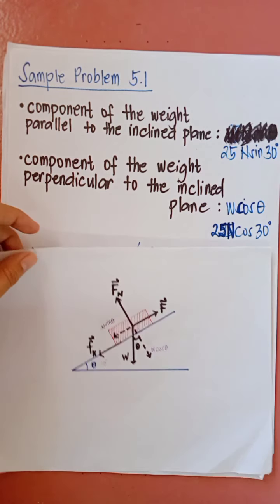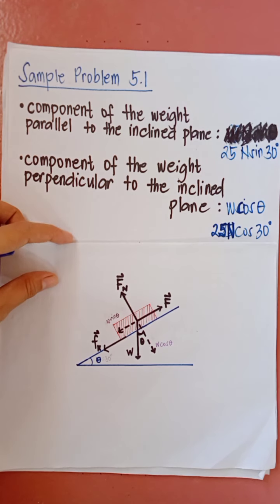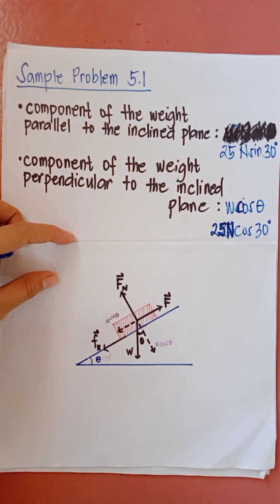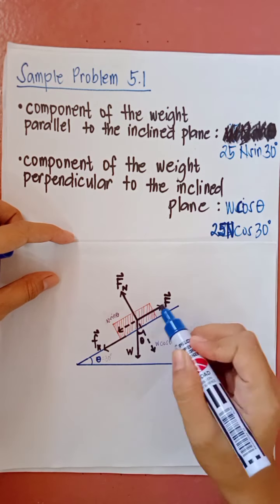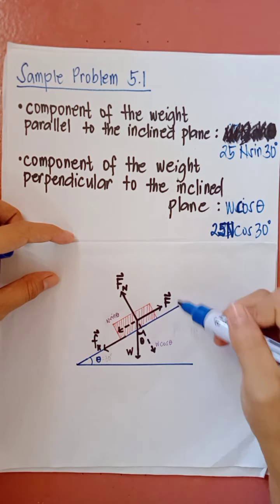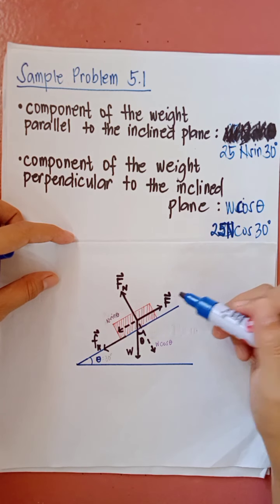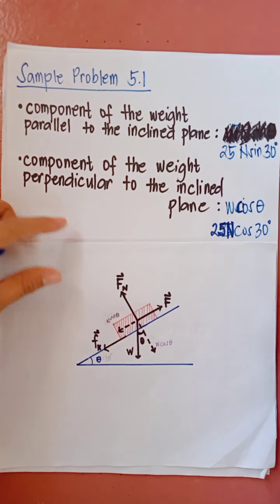And lastly, we have the force or applied force. Okay, applied force is this one. It is given as 25 newtons according to the sample problem. So we already have here the values, and we have already understood the different forces in the diagram. We will begin now with the calculation.